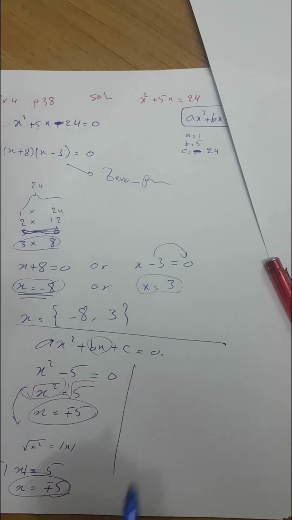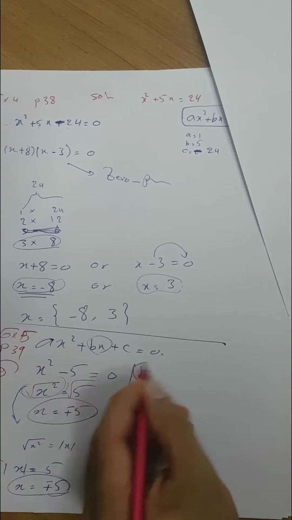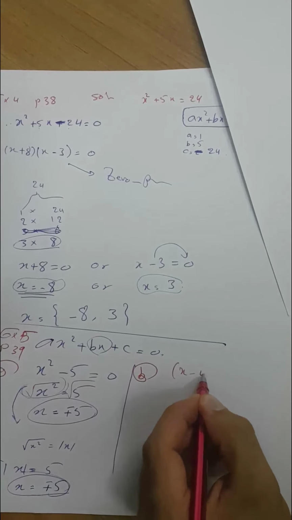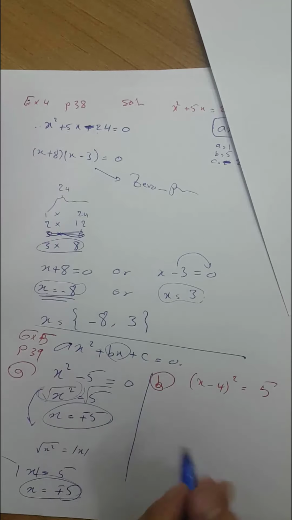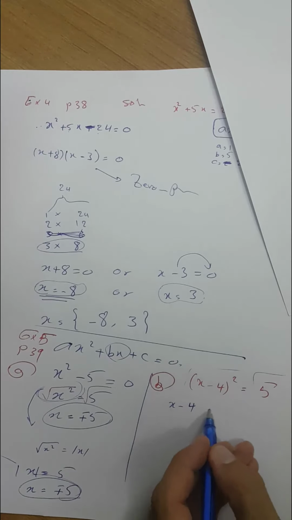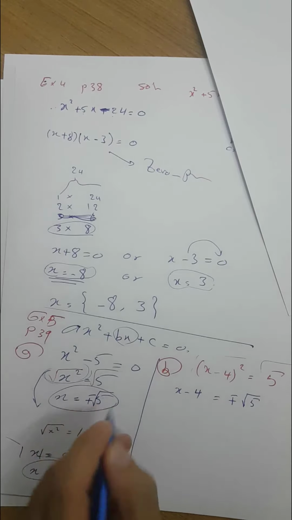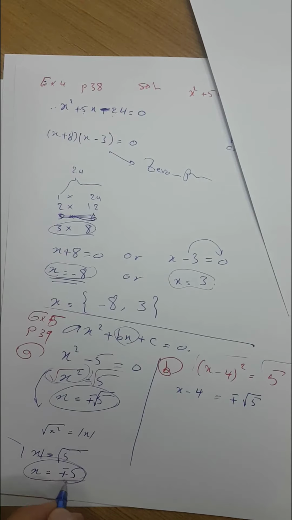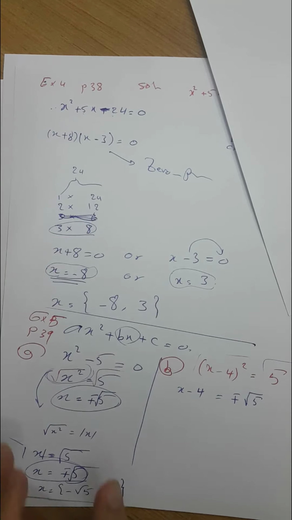So how about part B, example 5 on page 39? Part B, I have x minus 4 squared is equal to 5. In that case, it's also simple. I take the square root of both sides: x minus 4 is equal to minus plus square root of 5. Sorry, here it should be the square root of 5; I forgot this. So the solution for part A is x equal to minus square root of 5 or plus square root of 5. Okay, dear? Sorry for part A.